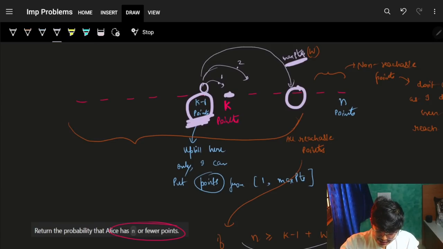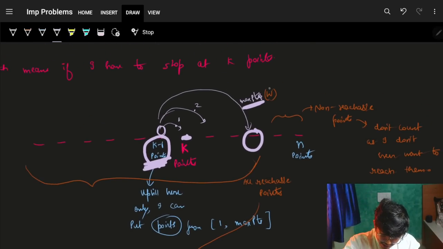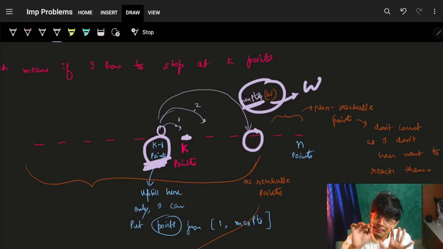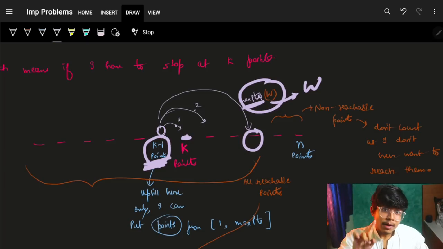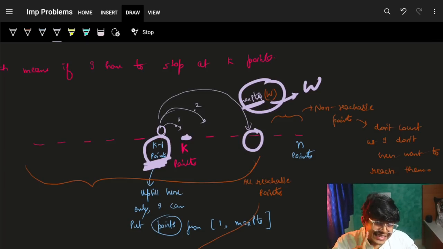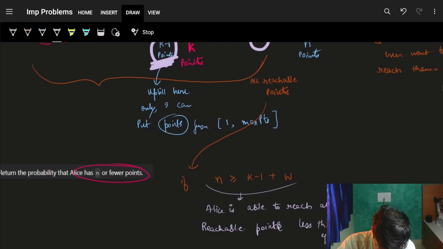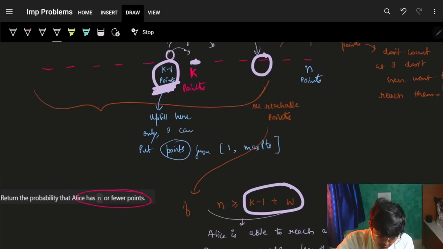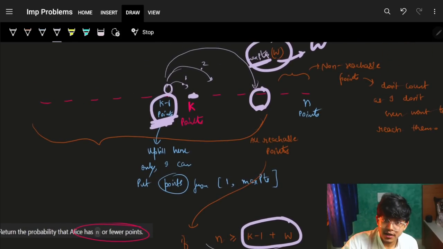So basically, the maximum value, let's say the maximum points, right now I have considered it as a big W. The maximum points you can achieve is K minus 1 plus W, right? Now, if I say, okay, the maximum points you can achieve right here is this.